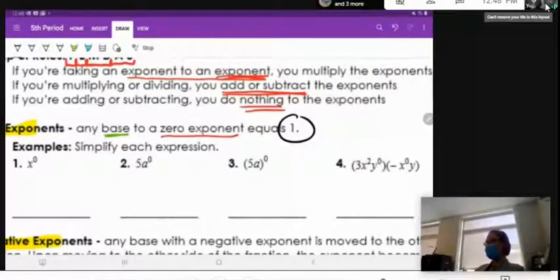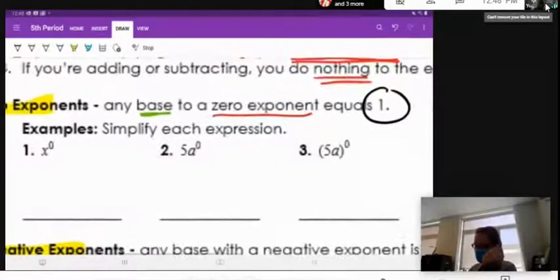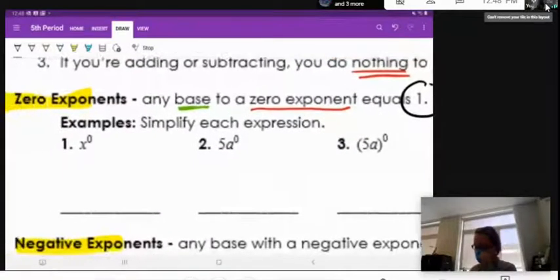Any base to a 0 exponent is just equal to 1. It's kind of like, think about when you multiply anything times 0, it just equals 0. It's just a little rule like that. So we're going to do a few quick and easy examples. In these examples, we want to simplify the expression as much as we can.